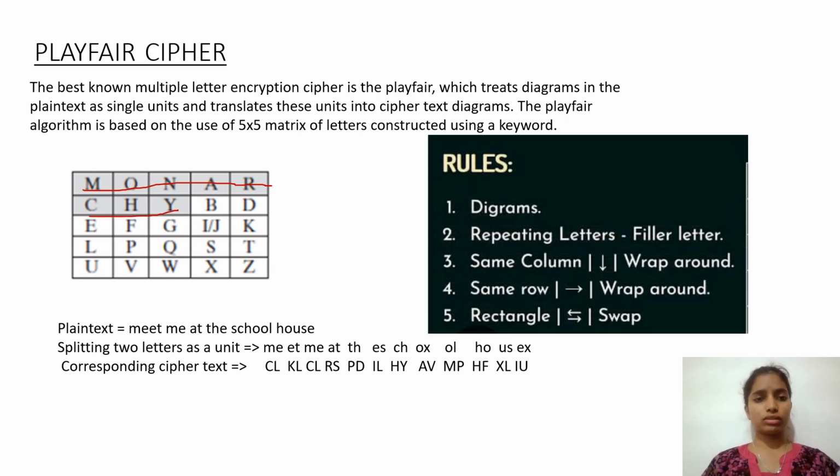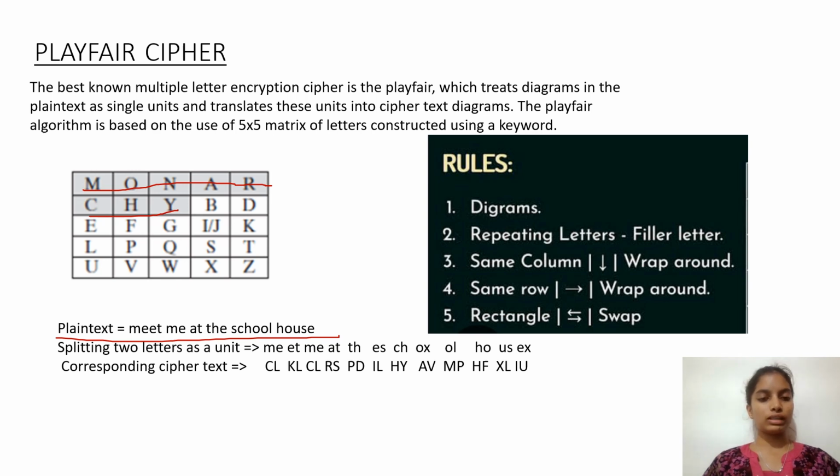These are some rules that are to be followed when applying the Playfair cipher. First, you have to write the diagram. Then, for repeating letters, add a filler letter. For the same column, you have to wrap around. For the same row, again you have to wrap. If it forms a rectangle, you have to swap it. Now let us look into an example where the plaintext is "meet me after the schoolhouse".